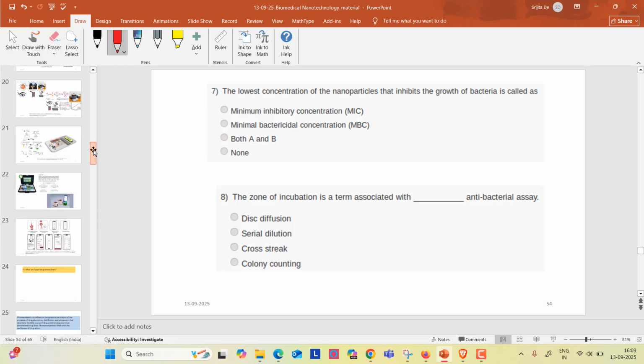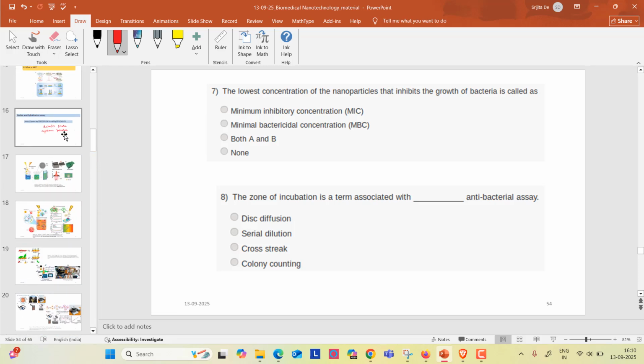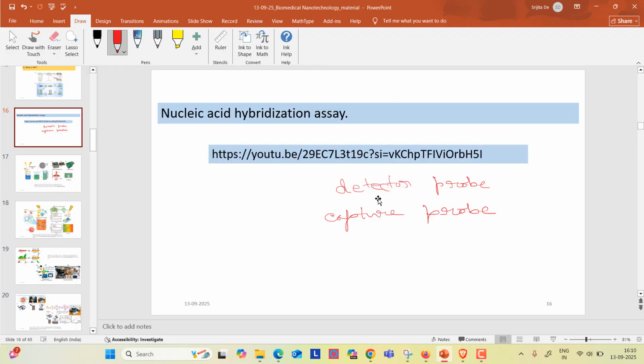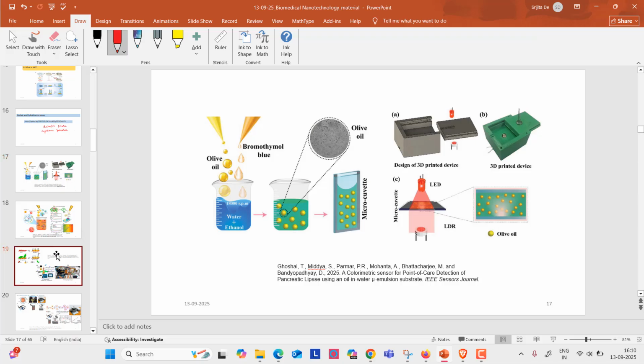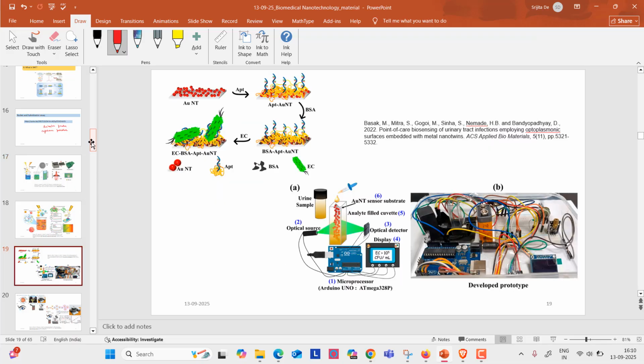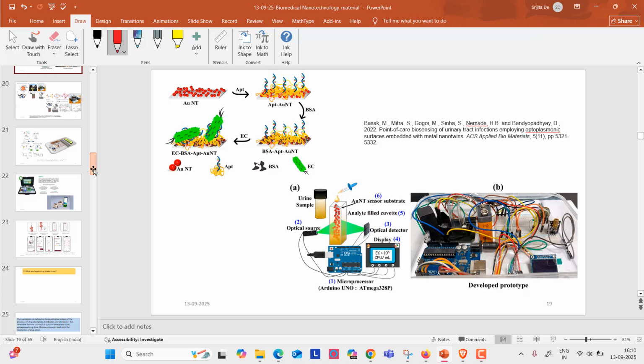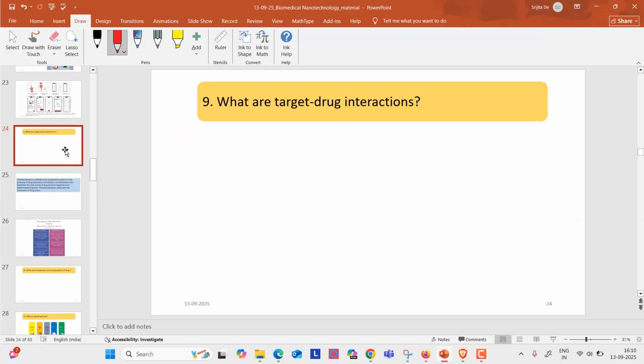So where were we? We have studied the nucleic acid hybridization assay, right? These are some examples of POCT devices. We'll discuss it at the end. First, complete the chapters like: what are target drug interactions?